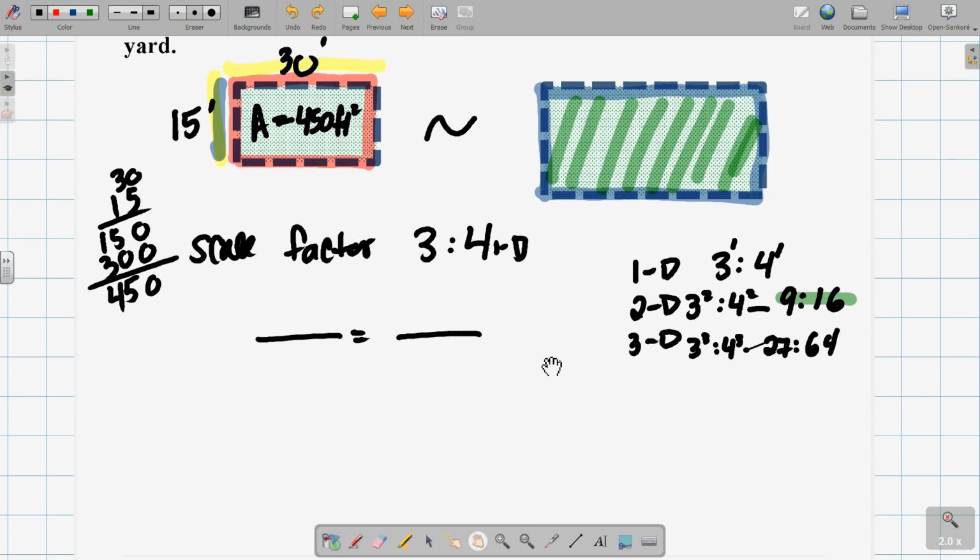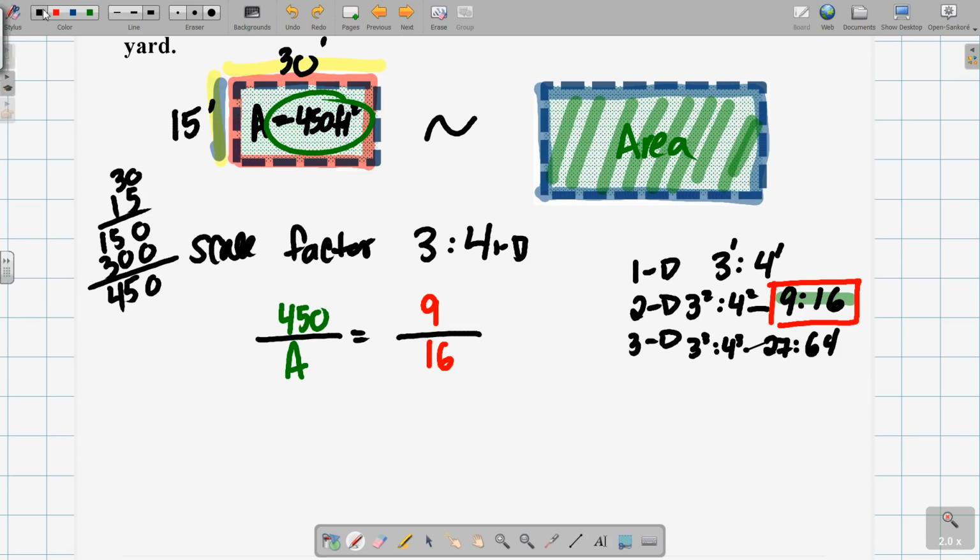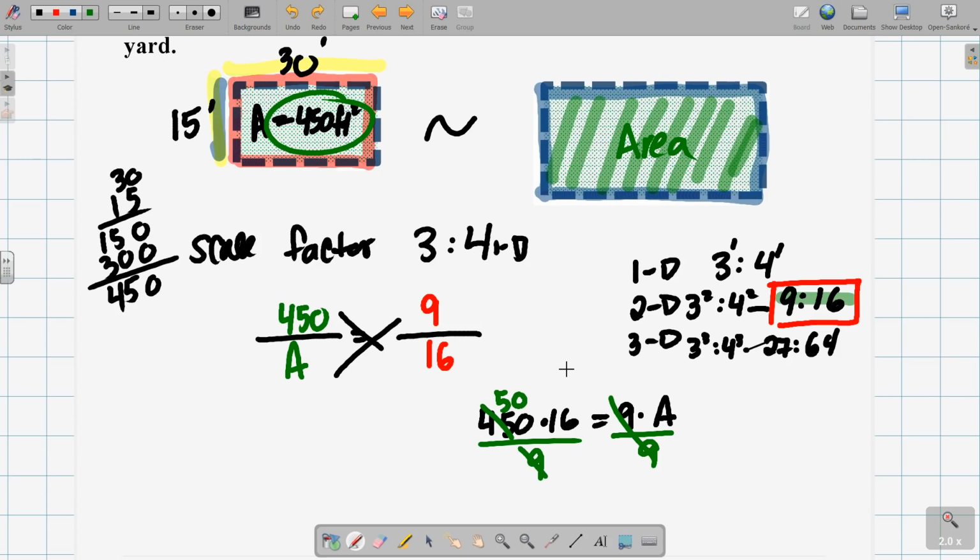So the area of Mr. Thomas's garden, the unknown area of here, I'll just use A. But the ratio we're going to use is not 3 to 4, but the second dimensional ratio, which is 9 to 16. And then you cross multiply. I know that 9 will go into 45 5 times, and there's a 0. And so I'm going to do 15 times 16.